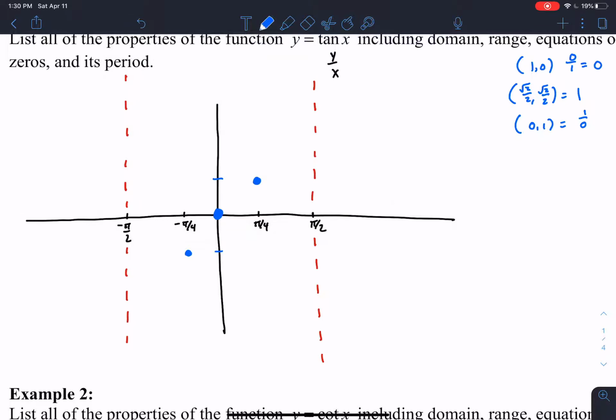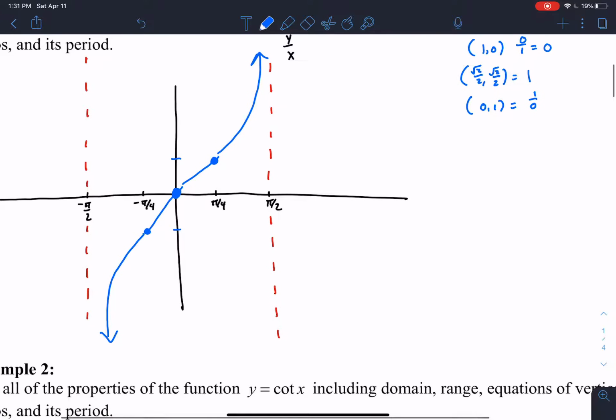All right. So the tangent graph looks very similar to our x cubed graph. So it has that kind of similar wave. So you're going to start at the bottom and then kind of come up and then finish up at the top there. All right. Now, this is one cycle of what the graph looks like.